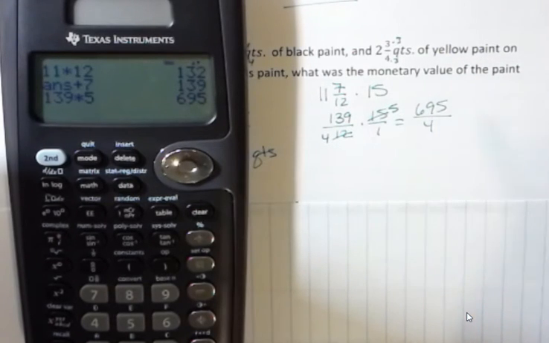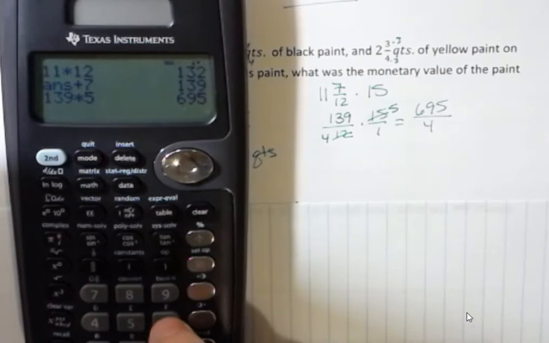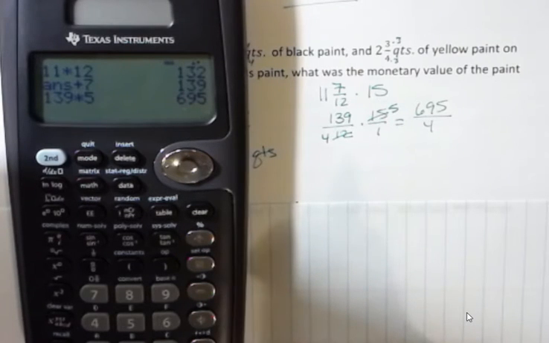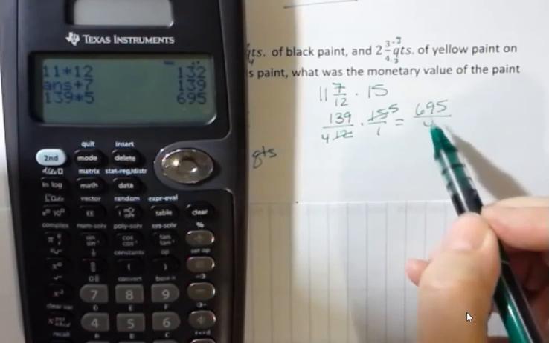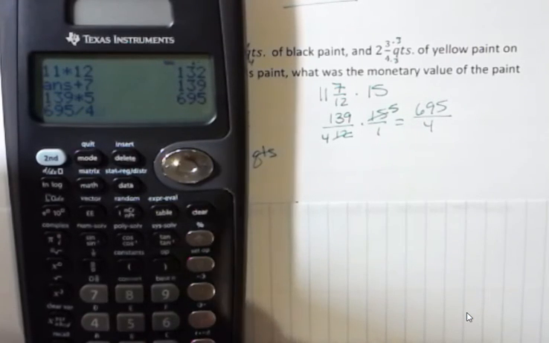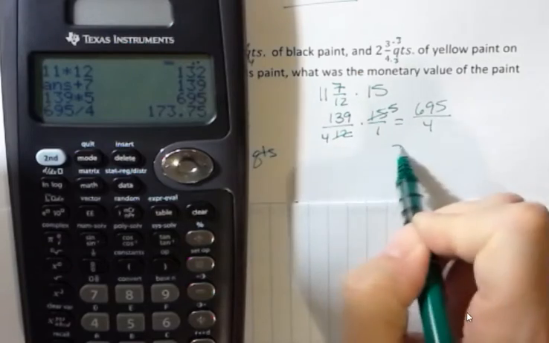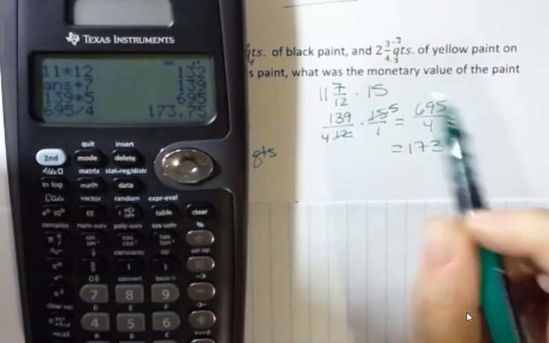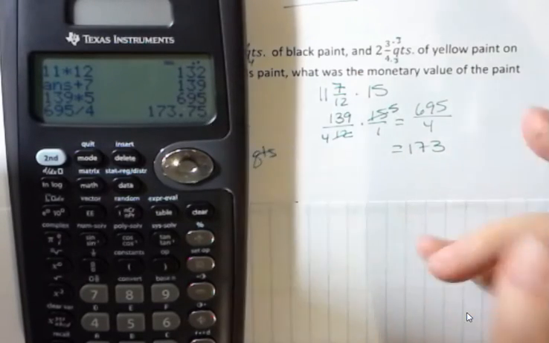Now, if I want to change that into a mixed number, let's do that. I don't know if this calculator will actually do that. Maybe it will, but let's just do it the old-fashioned way. 695 divided by 4 is 173 and 75 cents. That's the monetary value, right?